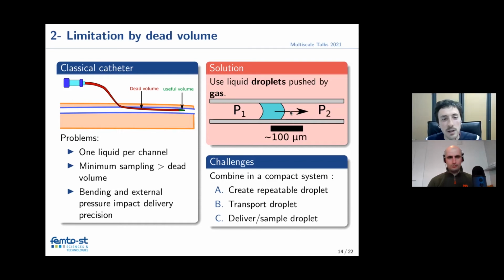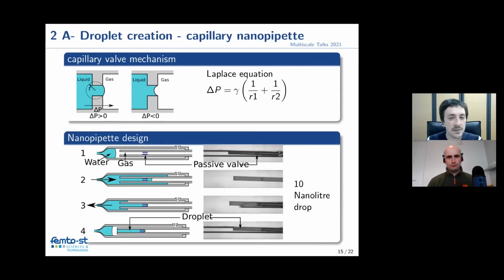So the solution we investigated was to use a droplet of water and to push it with gas. There are a few challenges for this. The first one was to create a repeatable droplet. The second one, to transport it, and finally to deliver it. So let's look quickly at these different challenges.